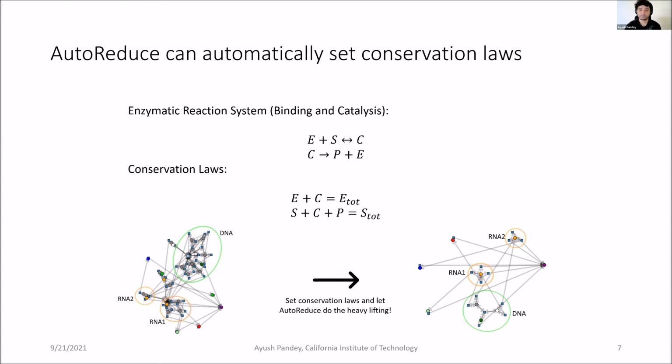AutoReduce has been built to do this heavy lifting, because as you can see, it's not something that's theoretically challenging. It's just substituting these algebraic relationships into the model equations. But once your models get complicated, it's important that we have an automated way to do these substitutions and algebraic manipulations. And AutoReduce can do all of that.